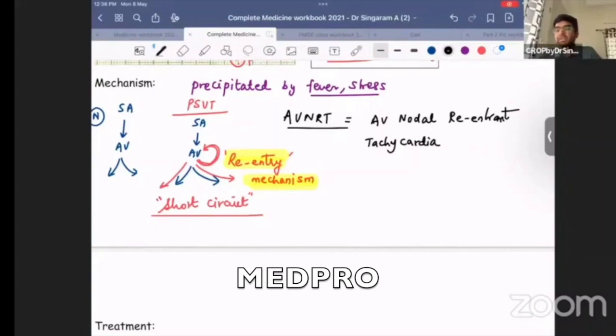Okay, so quickly, the recap of the mechanism. In atrial fibrillation, there were multiple ectopic foci producing so many impulses. In atrial flutter, there was a single ectopic focus producing many impulses. And in PSVT, there is no ectopic focus. It is something like one of the impulses re-entering into the AV node and causing one more stimulation of the AV node, which is not a normal stimulation. Are you able to understand this? This is what we call AV nodal re-entrant tachyarrhythmia.